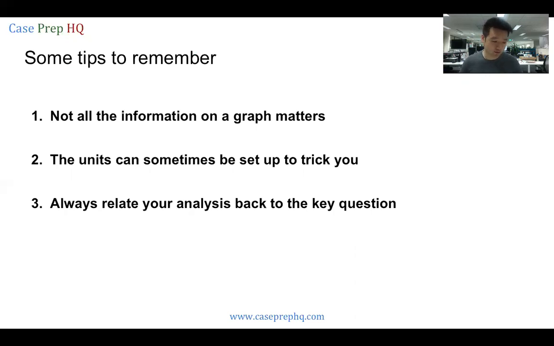So having the ability to apply your judgment and say, okay, even though I see there's a whole bunch of interesting things going on in this data, not all of it matters to the insight for the case. That's actually a skill that the interviewer is looking for.